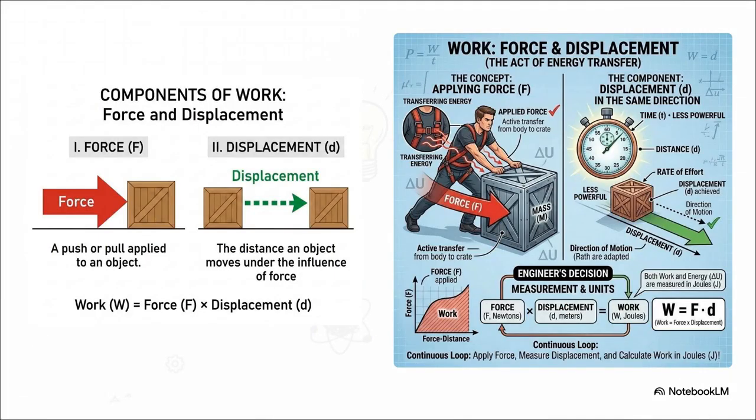Now, what's really interesting about this is that for work to happen, you absolutely need 2 distinct things, force and displacement. The formula is beautifully simple, honestly. Work equals force multiplied by distance. And by the way, both work and energy are measured in a unit called joules. So when a person pushes a crate across the floor, they're applying a force and moving it. Energy is transferring from their body to the crate.